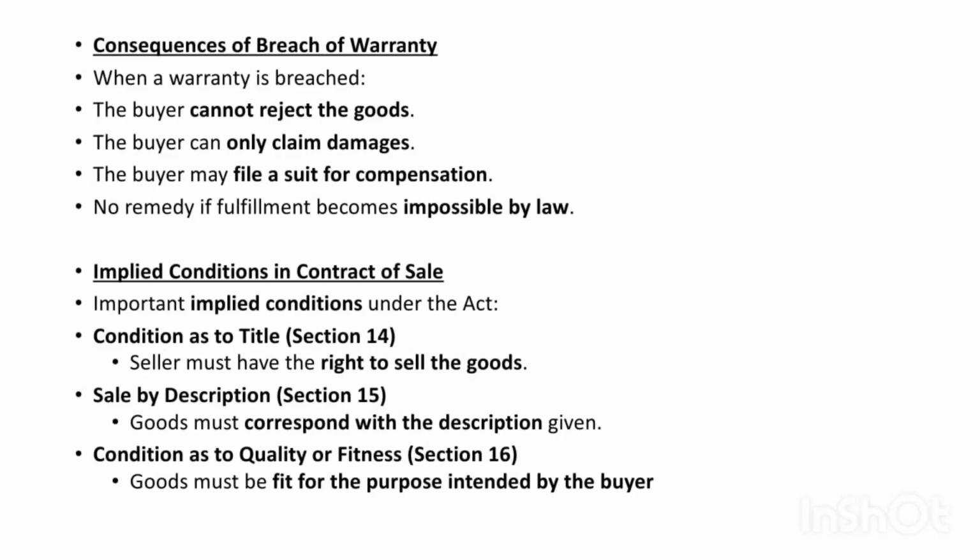Now the next topic is implied conditions in contract of sale. So these conditions are automatically added to every contract even if buyer and seller didn't write them. They protect the buyer. So section 14 says condition as to title. First condition as to the title under section 13, seller must have the right to sell the goods. This means seller must be the owner or have owner's authority.